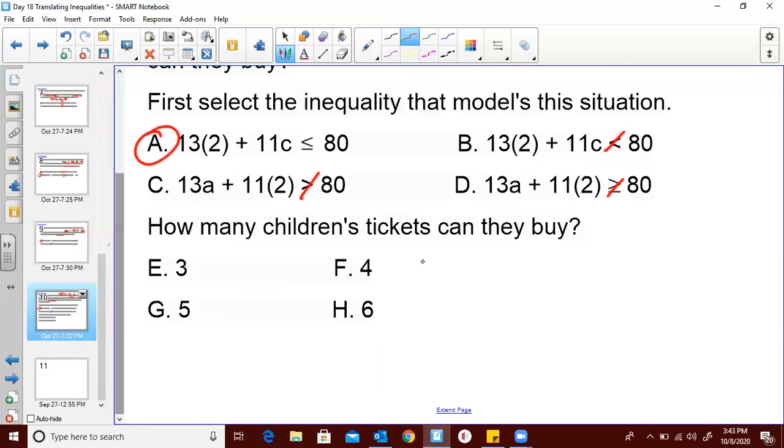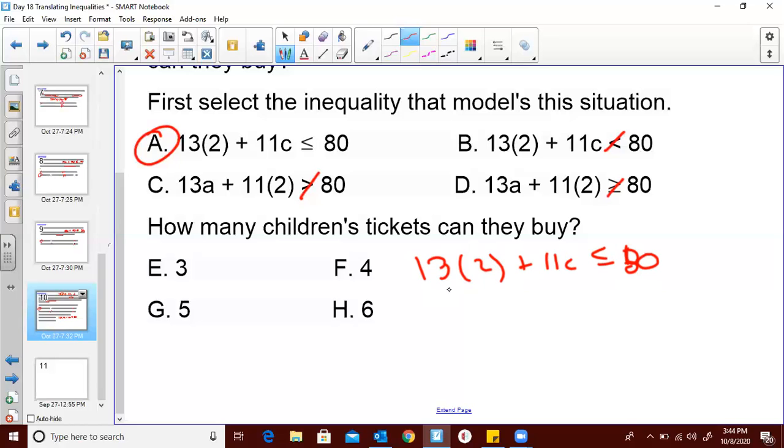All right, so what we will be learning, I believe starting next week, Tuesday, we'll learn how to solve these. So we need to solve for C. We need to see how many kids' tickets, or children's tickets, they can get. So it's very similar to how we would solve an equation. 13 times 2 plus 11C is less than or equal to 80. So it's very similar to how we would solve equations, right?